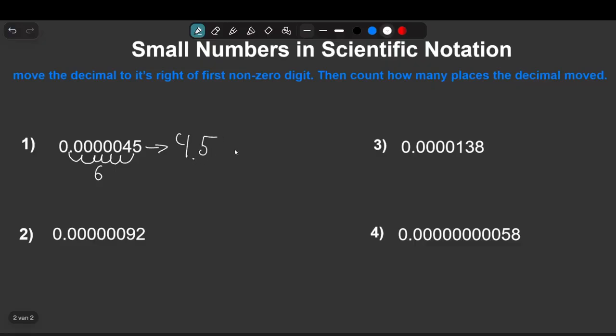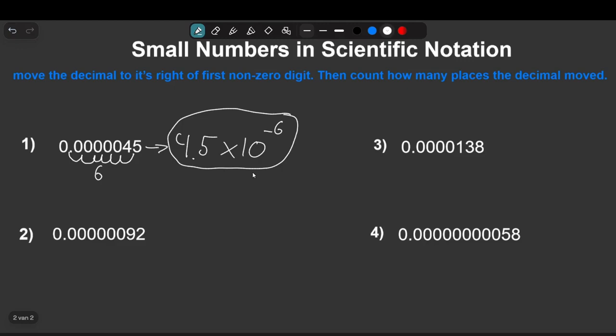Now all we have left to do is times 10 to the power of the amount of places we have moved to the right. But in this case it's a very small number, it is below 1, so we're going to use a negative exponent. So negative, and the number of how many times the decimal has moved, which is 6, and this will be our final answer: 4.5 times 10 to the power of minus 6.